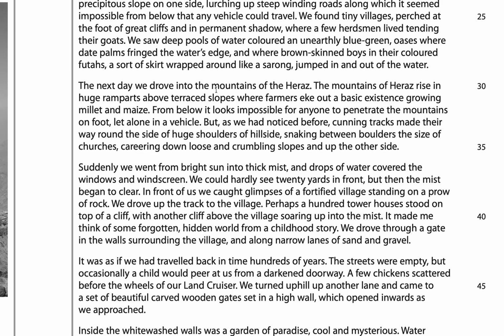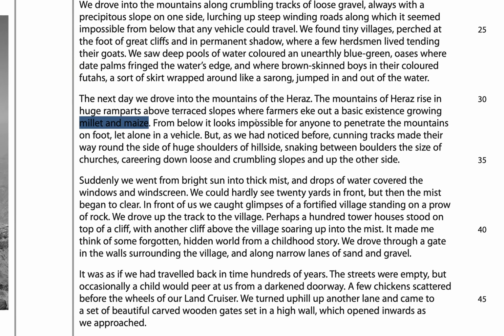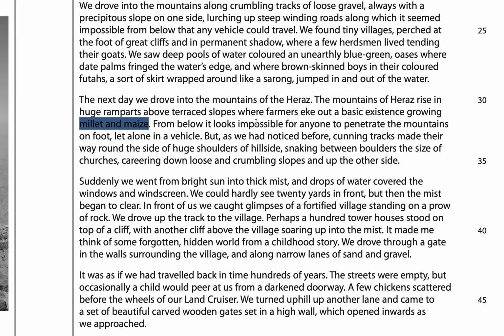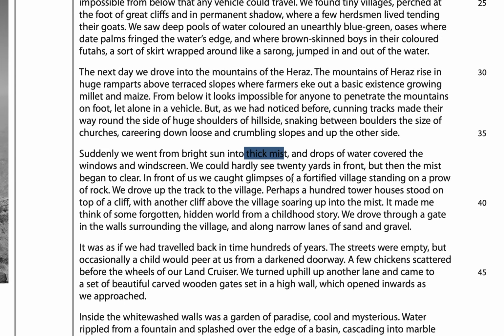We're going to move on. The next day, we drove into the mountains of Haraz. The mountains rise in huge ramparts traced with slopes, with the basic existence of millet and maize. Huge shoulders of maize. Suddenly... what does the word suddenly do? It creates a suspension, I guess. It does create suspension. Bright sun into the mist, thick mist.